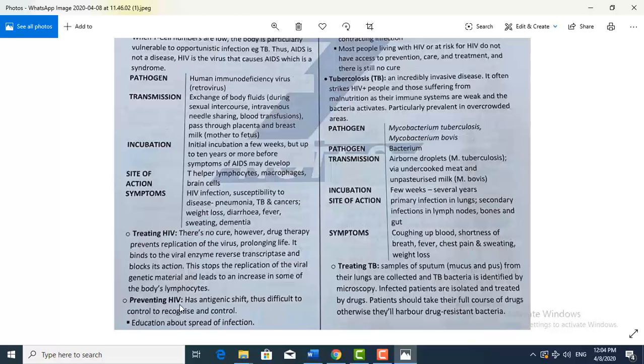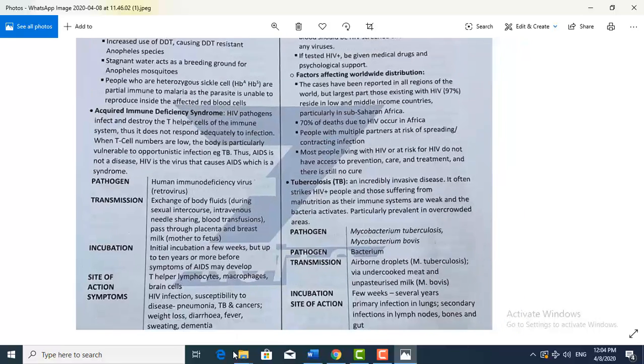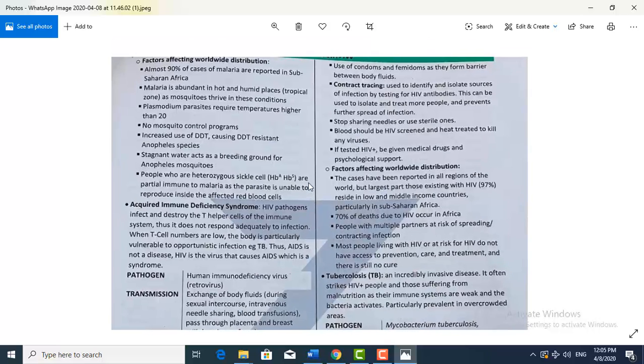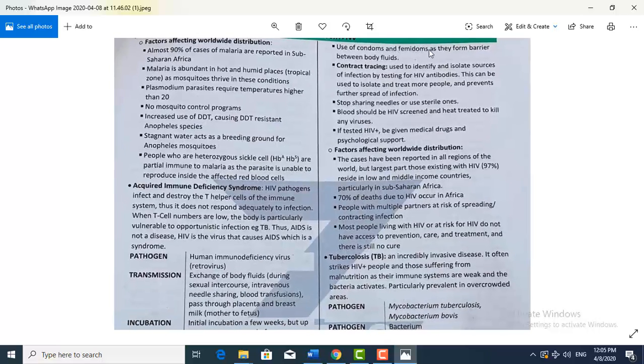How do I prevent HIV? It has an antigenic shift, thus it is difficult to recognize and control, but education about the spread of infection would actually do the thing. Use of condoms, as they form a barrier between body fluids. Contact tracing is used to identify and isolate the sources of infection by testing for HIV antibodies, used to isolate and treat more people and prevent further spread of the infection. Stop sharing needles, or actually use sterile ones.